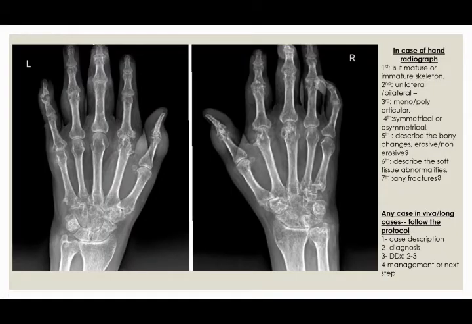So let us discuss how to approach a hand radiograph in a viva exam. Okay, this is a radiograph of both hands showing bilateral multiple erosive changes.